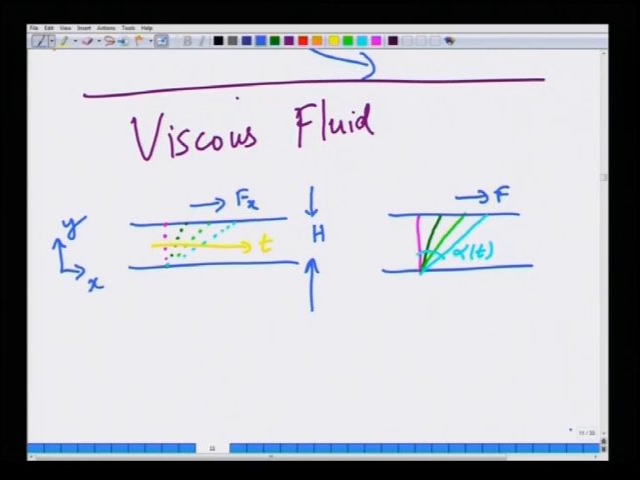So, if you wait for longer time, you will find that the angle is going to be more. So, we cannot say that the stress is proportional to the angle itself, because if you wait long enough you can get more deformation. The angle is a measure of the deformation suffered by a fluid element present in between the two plates.